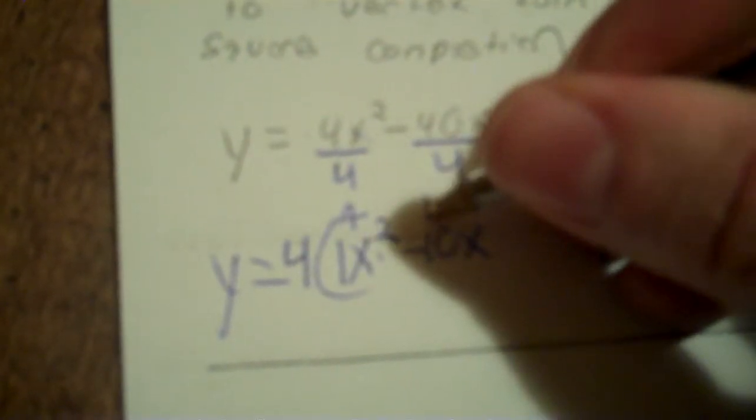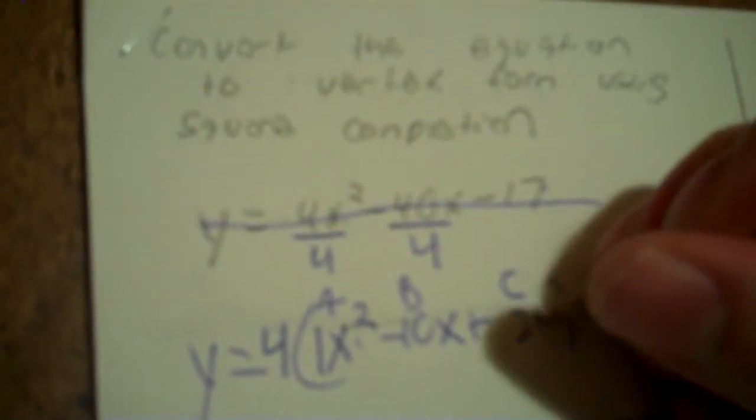So I have an a, a b, and then a c. So b is 10. And after that's done, cross that out. B is 10. 10 divided by 2 is 5 to the second. That's 25. Now here's the second thing you can't mess up.